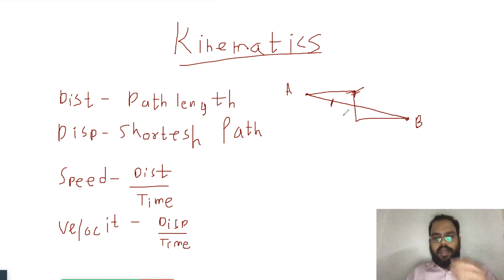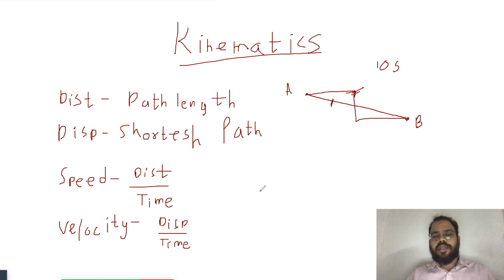Let's again take this example itself. Suppose I take, let's say, 10 seconds to go from point A to point B. My speed will be this path length divided by 10. That would be my speed. And my velocity will be this displacement, that is the shortest path, divided by 10 seconds. So that will be my velocity.